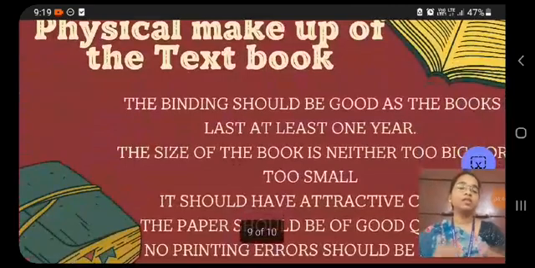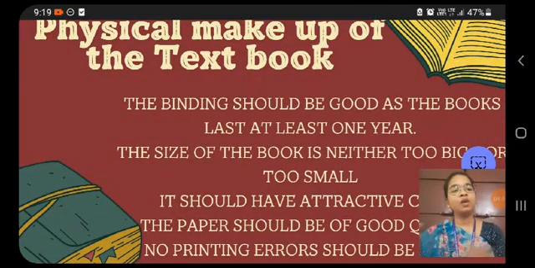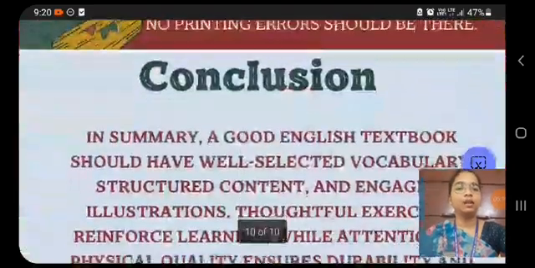And the most important thing is the physical makeup of the textbook. Even we look at the binding, how the textbook is, how the paper quality is, and if there is a printing error, we will change the book, right? Even kids will look at the physical makeup of the textbook. They will look at the pictures, and the binding should be good enough, because it will last for at least one year, right? So this is the physical makeup of the textbook.